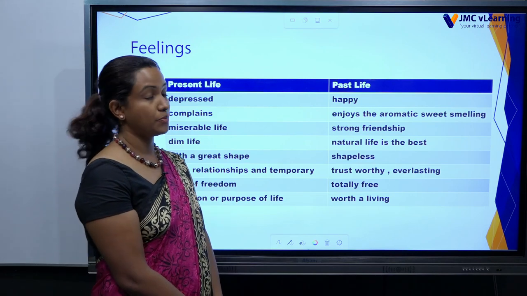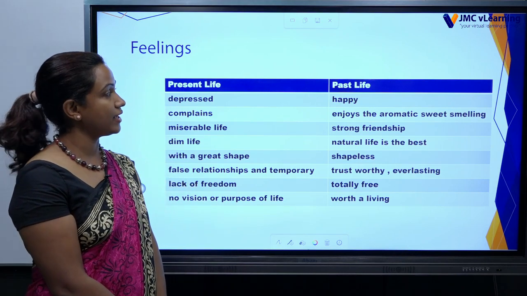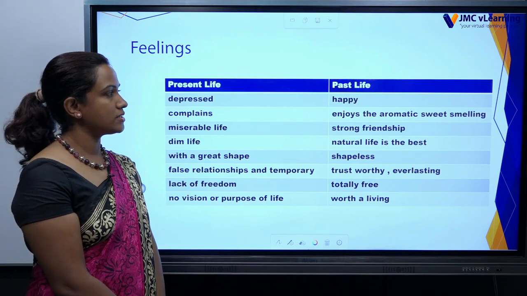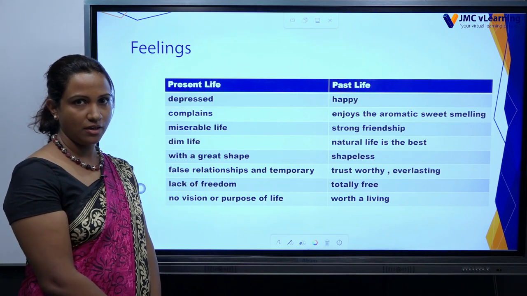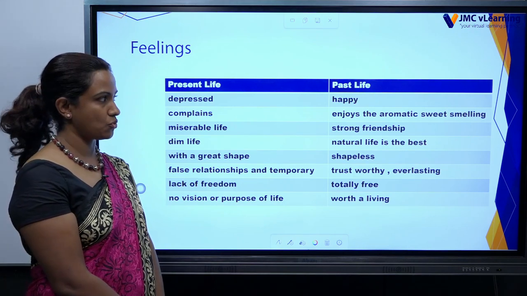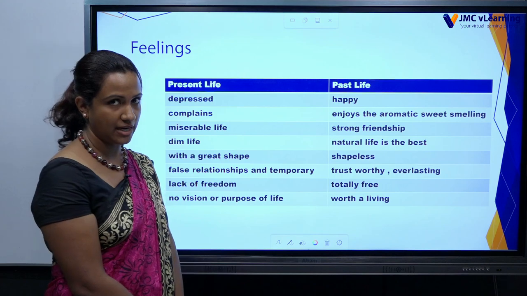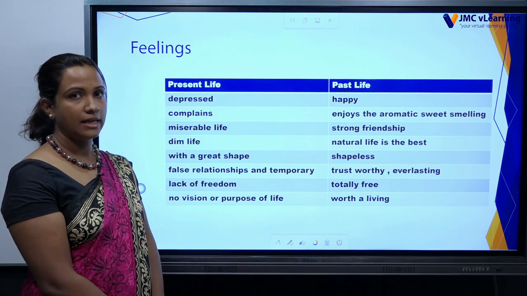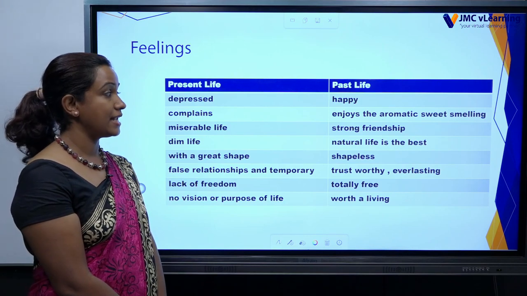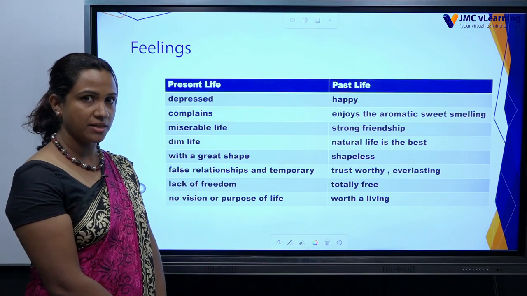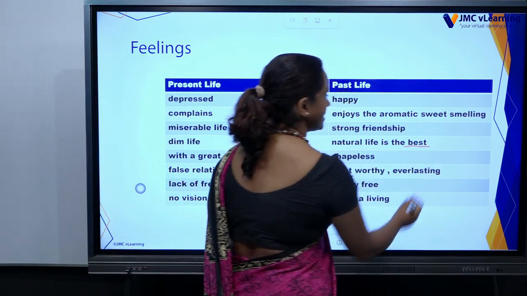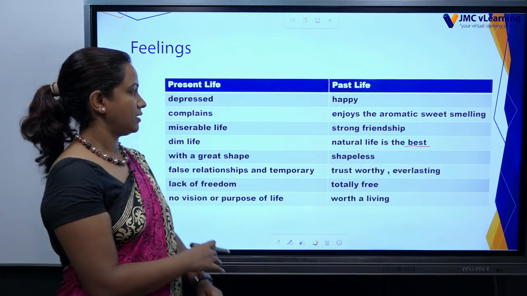What about the past? Past life as a clay is very happy. He is very much content with the life and enjoys the aromatic, sweet smell of the fragrant flower, and has a strong friendship with the flower, or a relationship with the girl in the indigenous life. There is a natural life. It says natural life is the best. That's a compliment given. Natural life is the best.